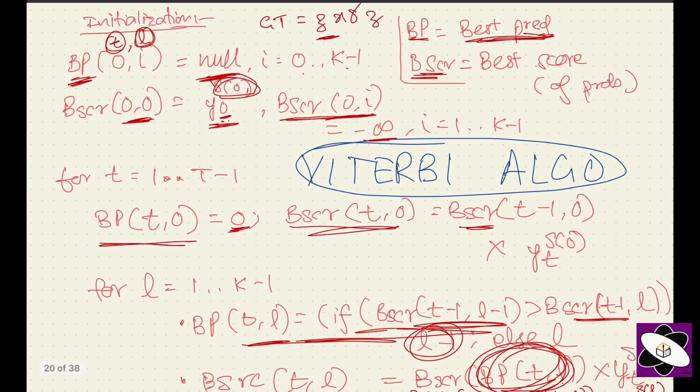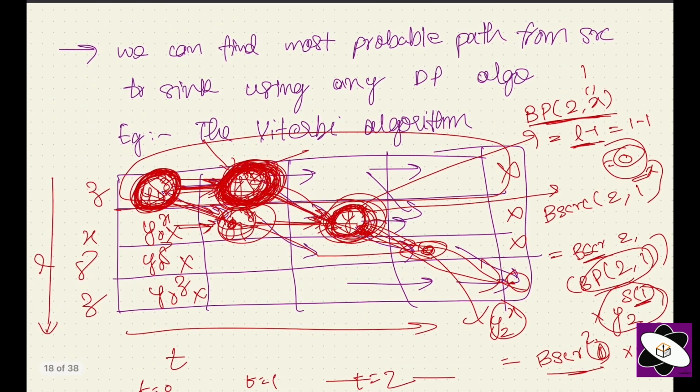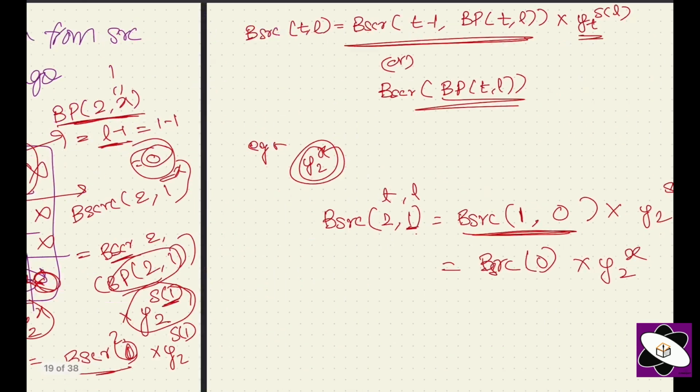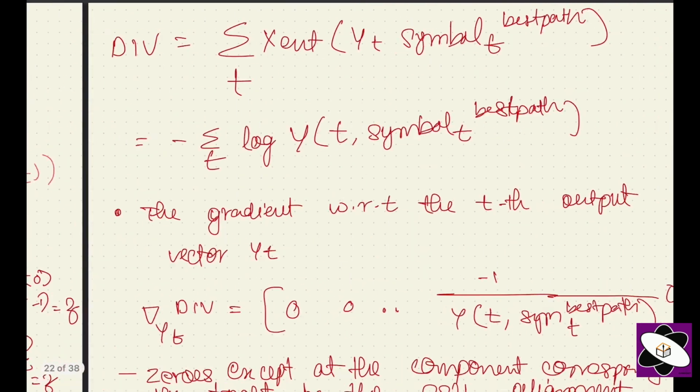That's why we are going to store BP and the best score, for finding which is maximum, and we again recalculate for that particular state using BP, which variable helps to get there. To get over here this helps, to get over here this helps, and so on. So those things are what the Viterbi algorithm is about.